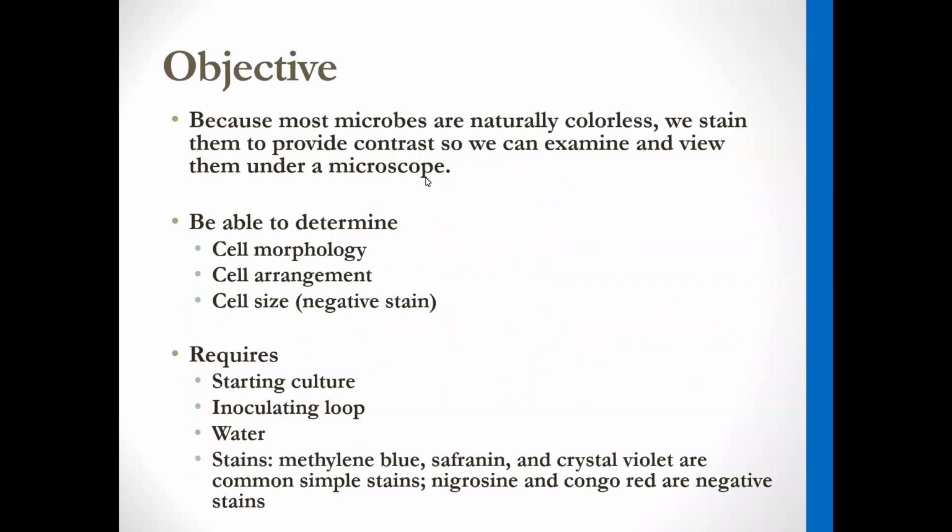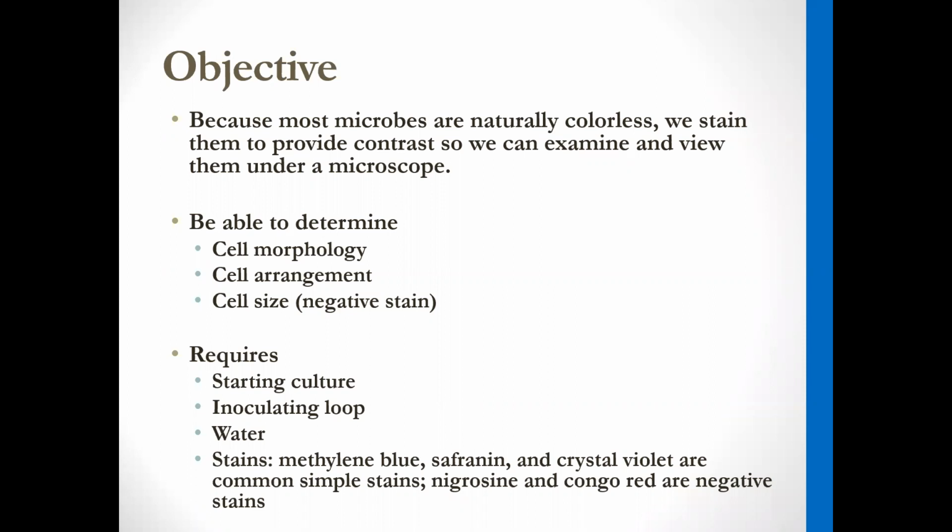So most microbes are colorless or translucent. So if you were just to go and collect a random water sample and you put the water on the microscope slide and stuck it under the microscope, you wouldn't really be able to see a whole lot, right? Because everything is colorless. And so we need to provide contrast in order to visualize these colorless or translucent microbes. And we do that by adding a stain.